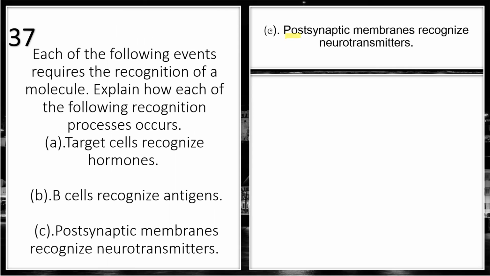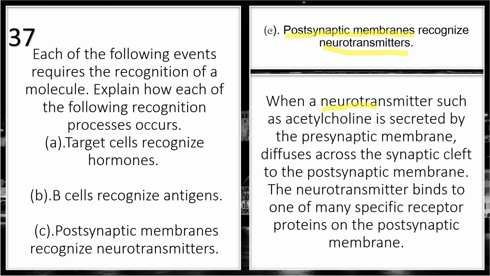Part C. Postsynaptic membrane recognizes neurotransmitter. When a neurotransmitter, such as acetylcholine, is secreted by the presynaptic membrane, it diffuses across the synaptic cleft to the postsynaptic membrane. The neurotransmitter binds to one of the many specific receptor proteins in the postsynaptic membrane.